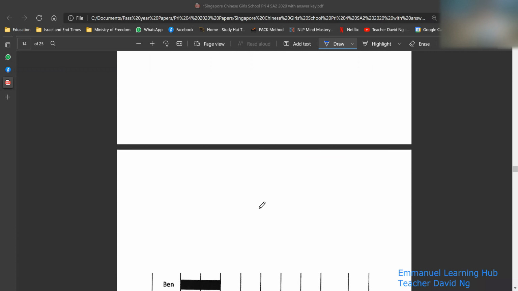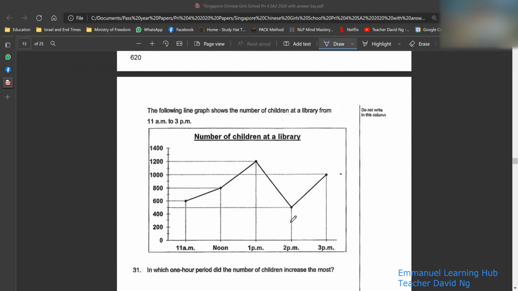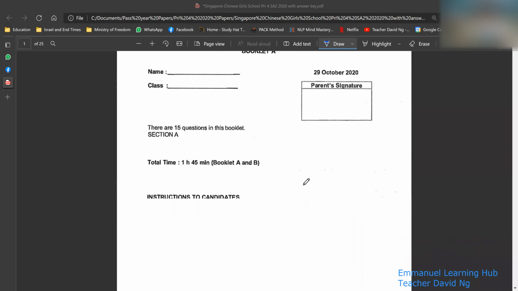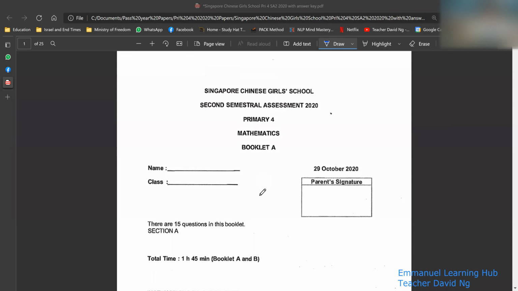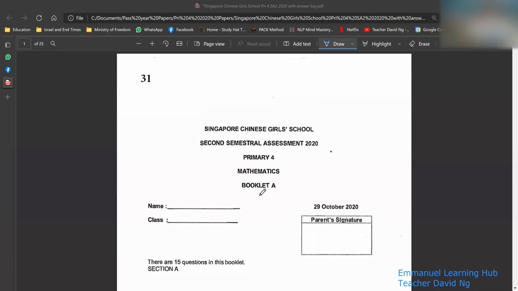Okay, 36. 100 minus 36 is 74, no, 64. Oh, 64. You got 64 out of 100 for this paper. It's a good pass. Okay, you obtained 64 out of 100 for this paper.